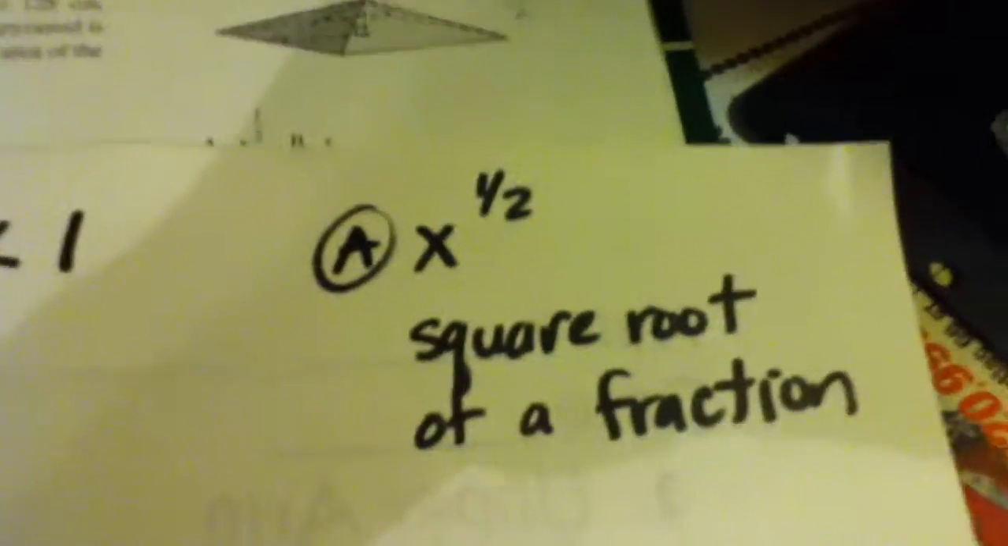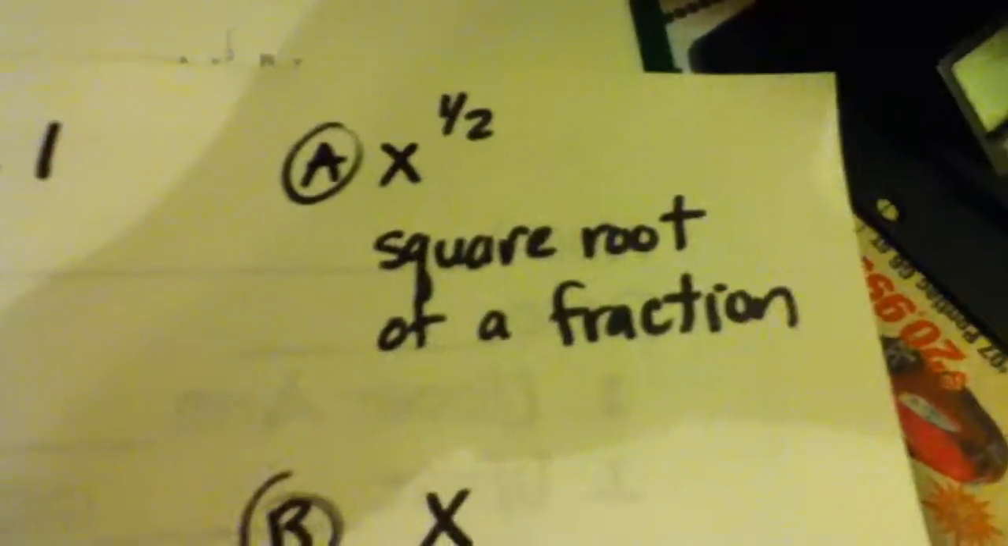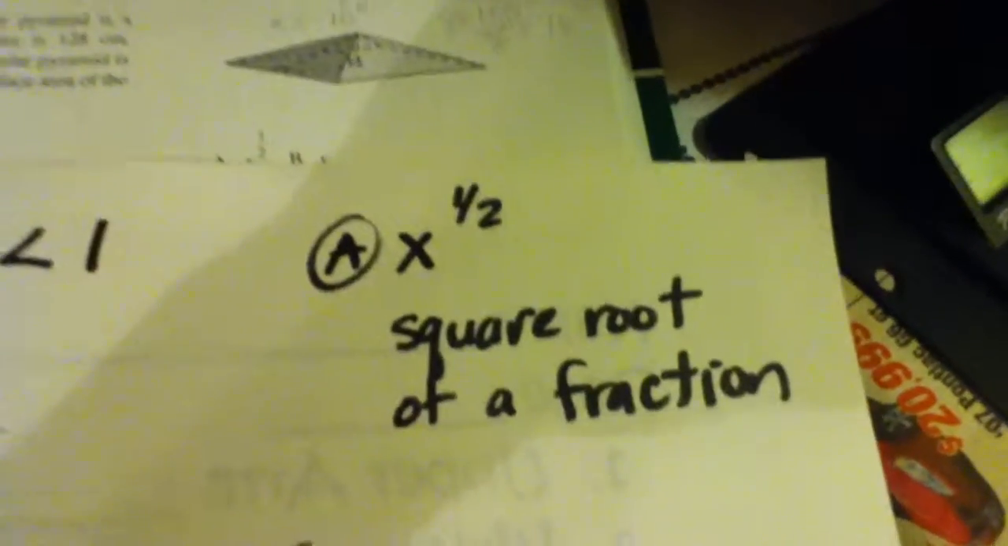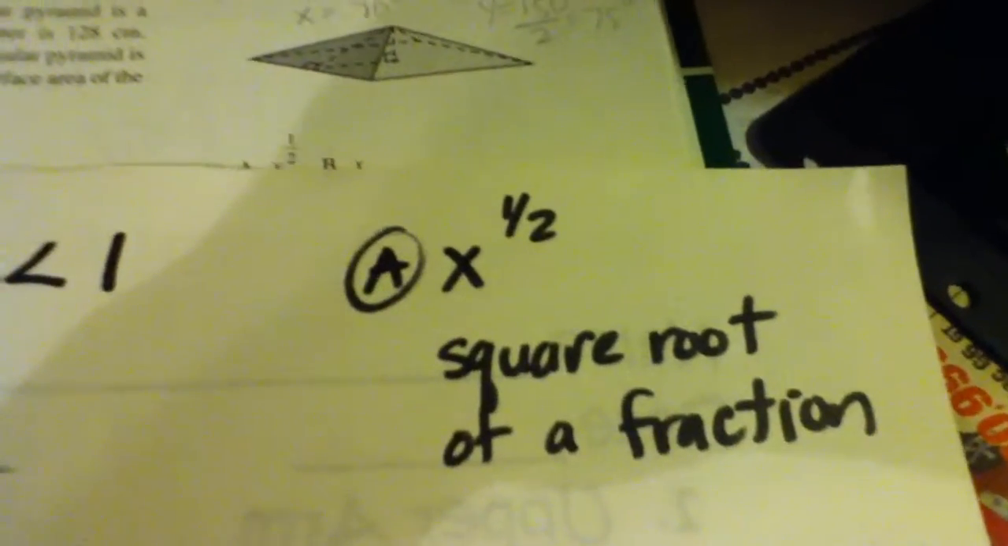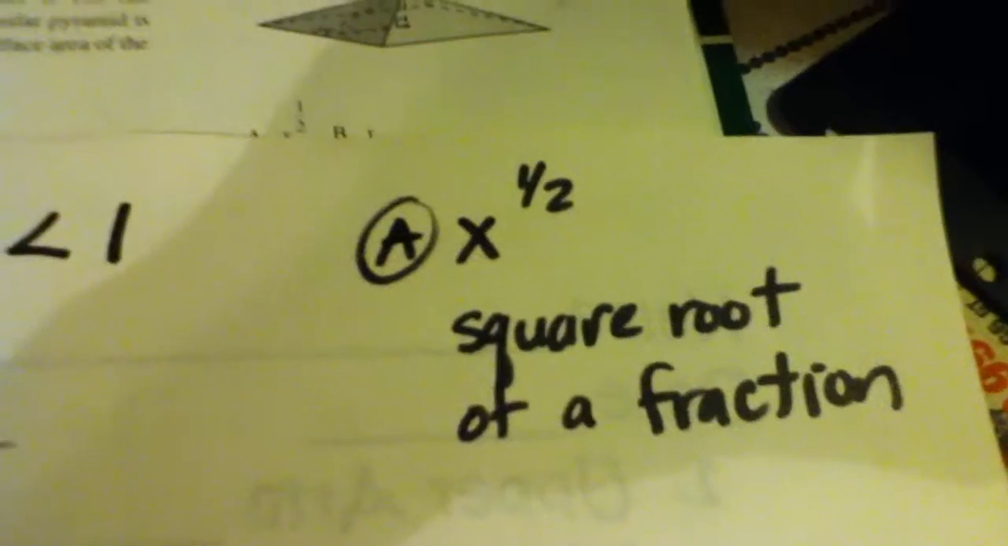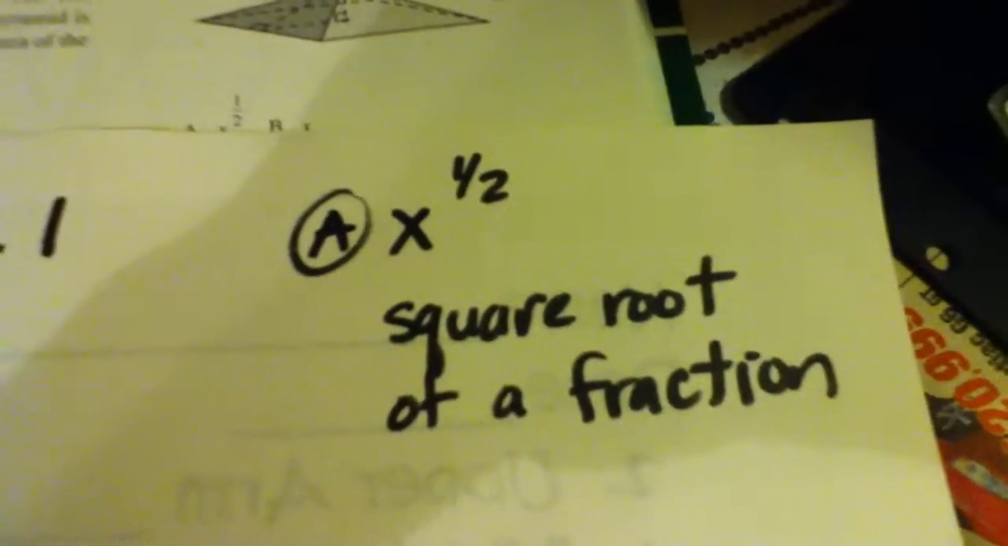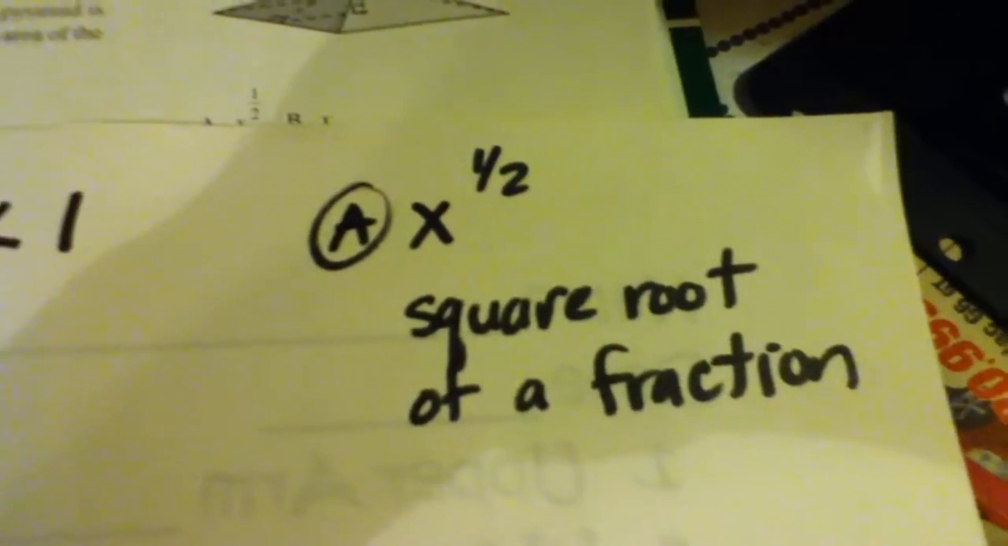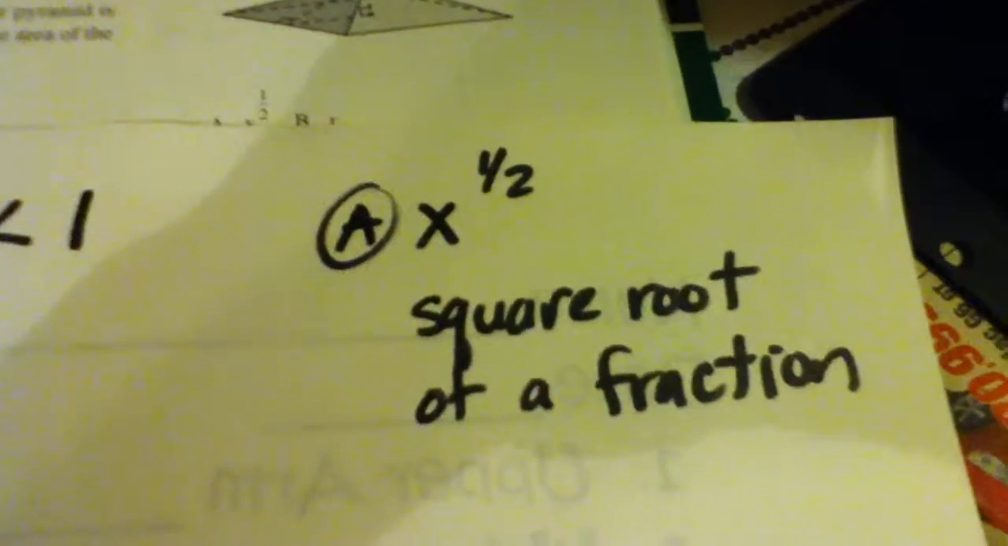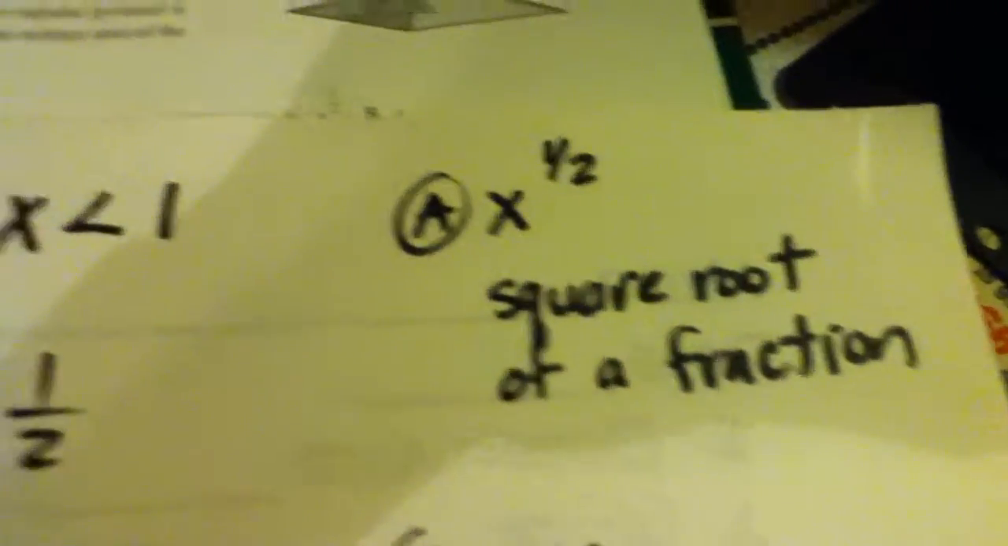X to the half means square root. So normally the square root of a number is smaller than the number. Like the square root of 4 is 2, and 2 is smaller, right? But with fractions, remember when you multiply a fraction by a fraction? You know how the answer makes an even smaller fraction?